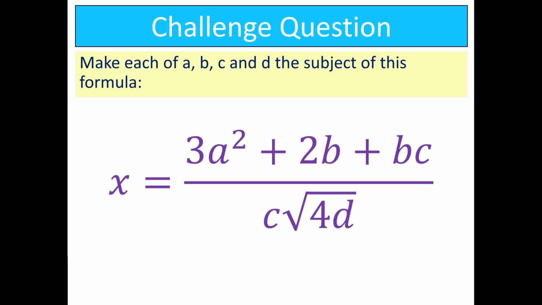So in this one, make each of A, B, C and D the subject of this formula. Okay, so first of all, you're going to make A the subject. Once you've done that, make B the subject, and finally make C the subject. So you're going to do 3 different answers.